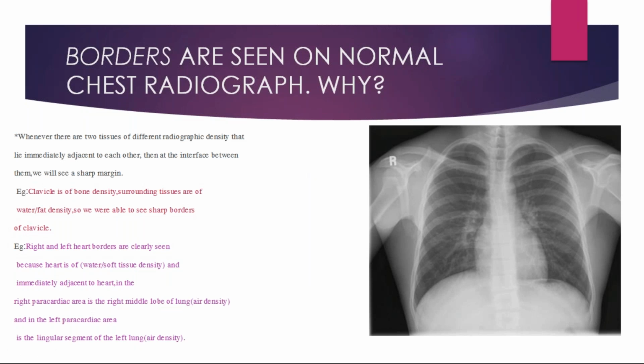And now coming to the borders, borders are seen on a normal chest radiograph. Why? Whenever there are two tissue interfaces, meaning this is the soft tissue interface and this is the air.